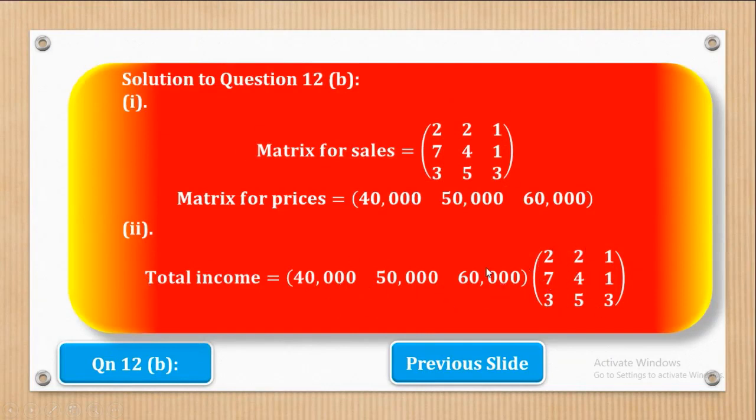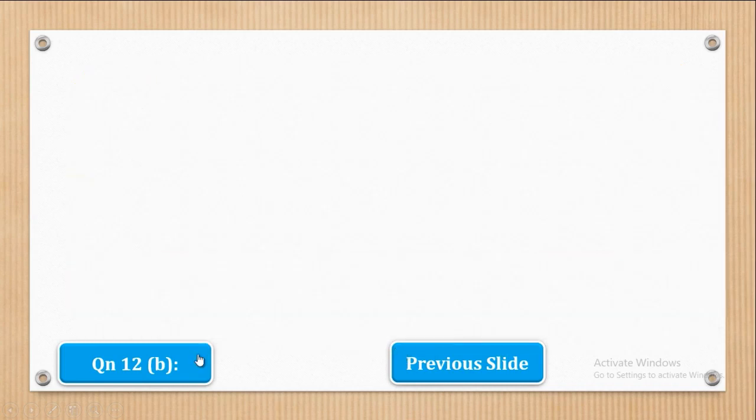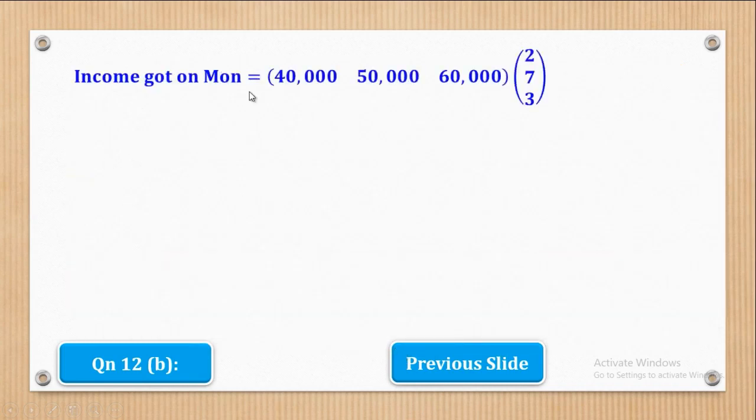Now what we're going to do, we shall split it. This is for Monday, Tuesday and Wednesday. So we are going to first get the total income for Monday, followed by the total income for Tuesday, and lastly the total income for Wednesday, so that the matrix is not very big. So we shall start with the one for Monday.